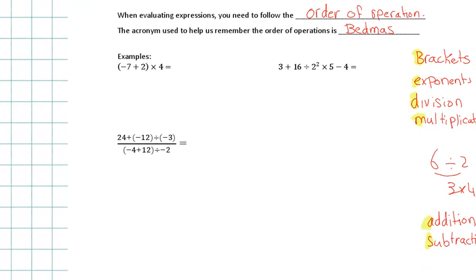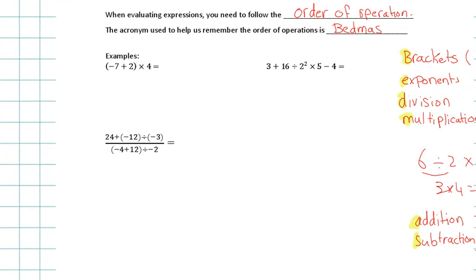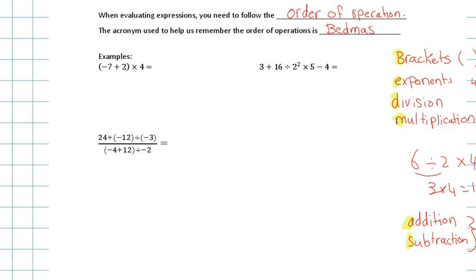Okay, so let's look at the examples. For the first example, what's the first thing that we start with? Brackets. That's right, so you have to do inside the brackets first. Inside the brackets, I have -7 plus 2, so I have to solve that first, which gives me -5. And then multiply by 4. I'm gonna just remove this equal sign from here.